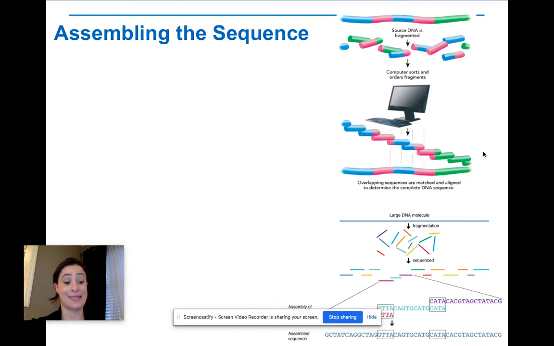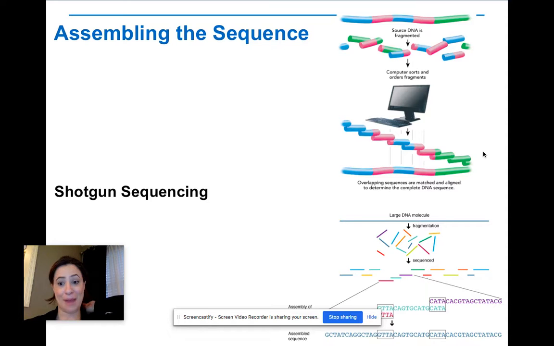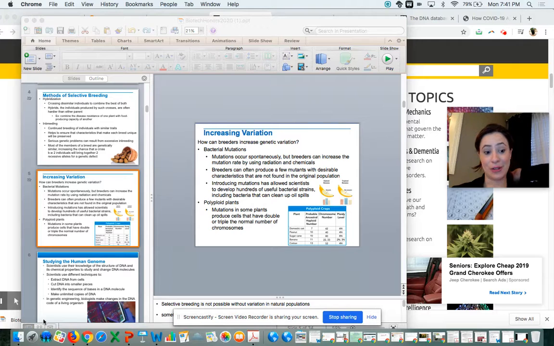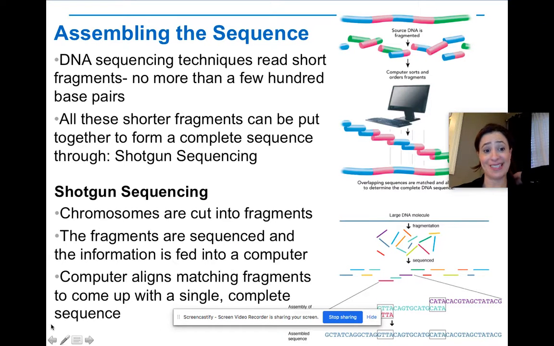Now, until the 80s, researchers were doing it in that painstaking way, and it was taking a long time. But in the late 80s, we were able to use something called shotgun sequencing, using a computer program to do this a lot faster than what I was showing you there. The DNA sequencing techniques to read these short fragments can be put together to form a complete sequence through shotgun sequencing using a computer program.